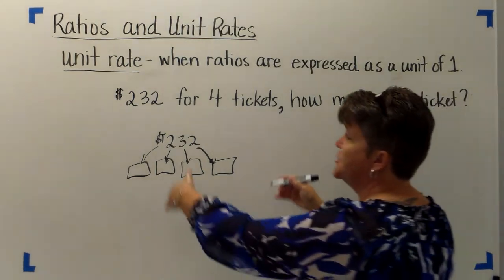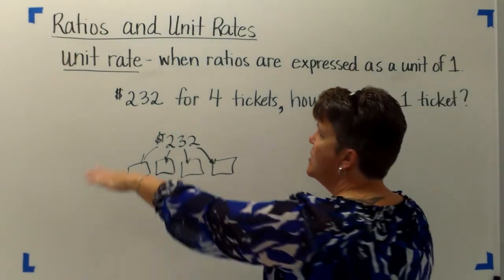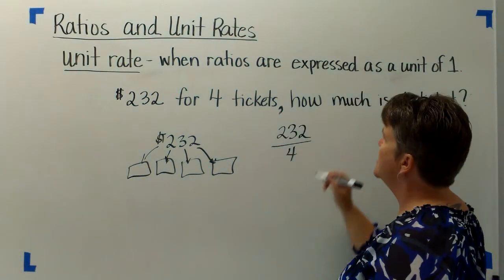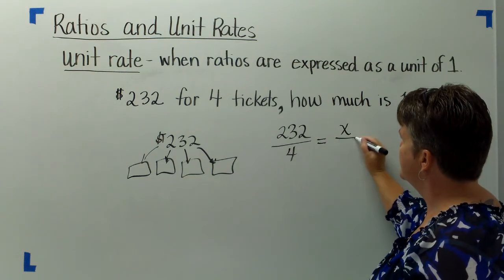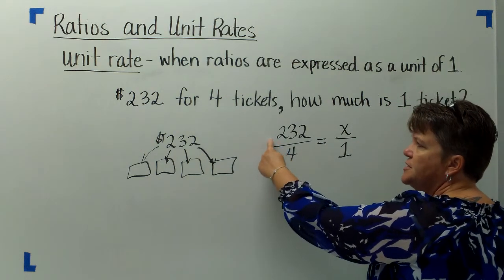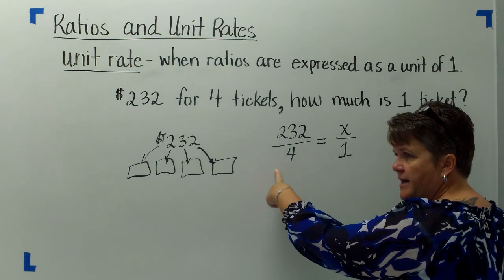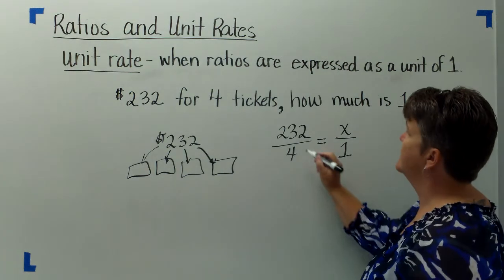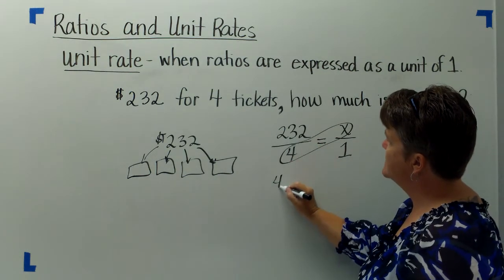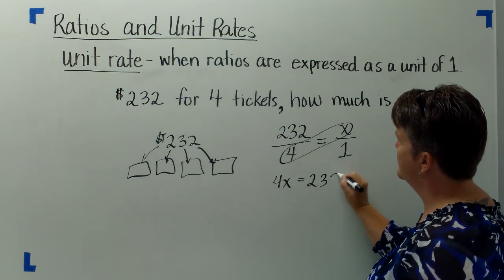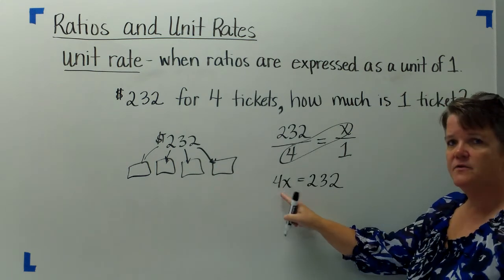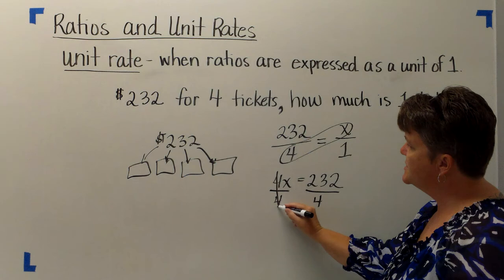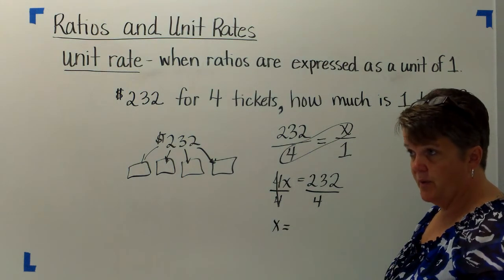So you set up the proportion. You set up the ratio. $232 is the cost for 4 tickets. What is the cost for 1 ticket? So 232 is to 4, that's how it's read, as what is to 1. So again, long way, 4x equals 232. We need the x by itself, so we have to divide both sides by 4. The 4s cancel, leaving the x by itself, which is what we want.